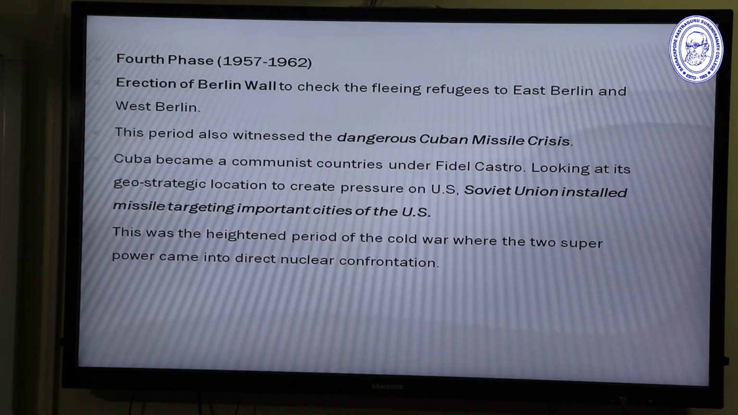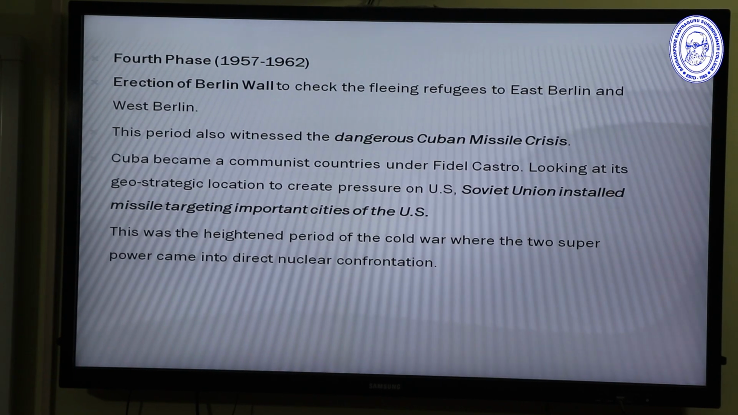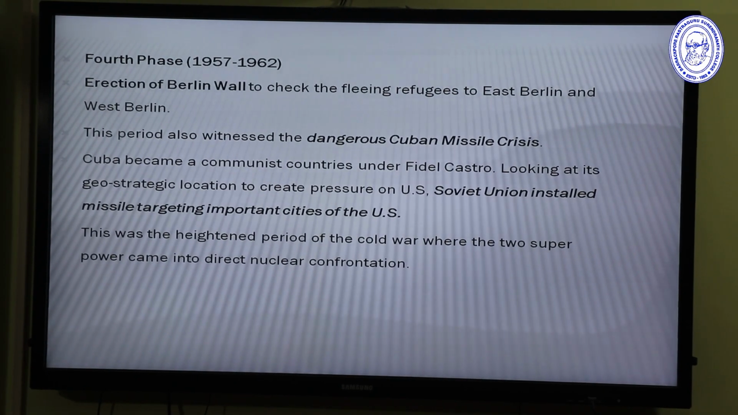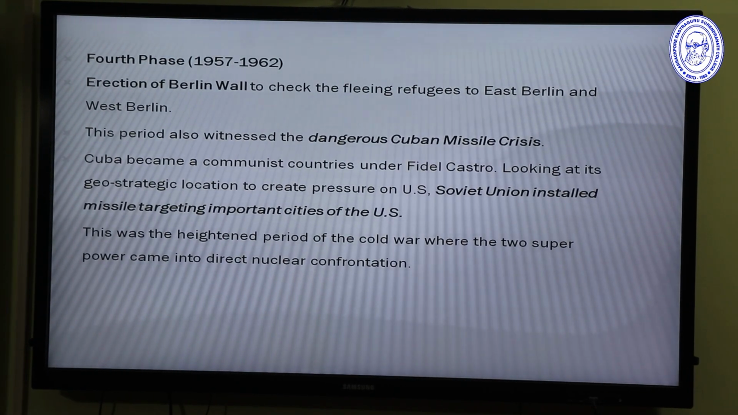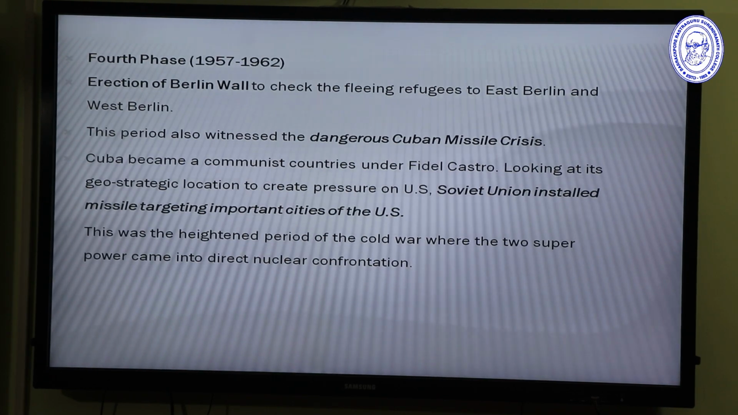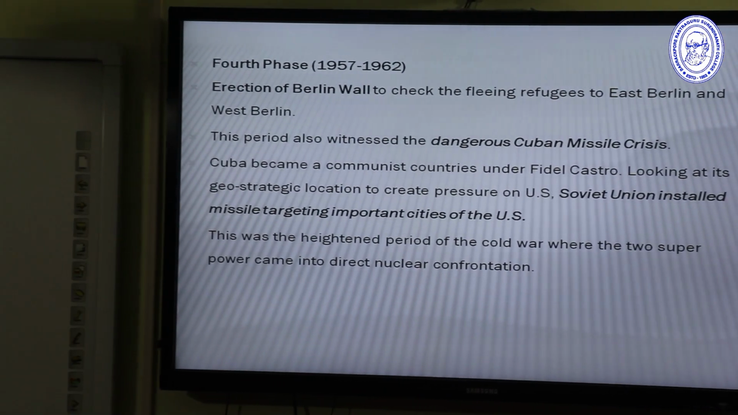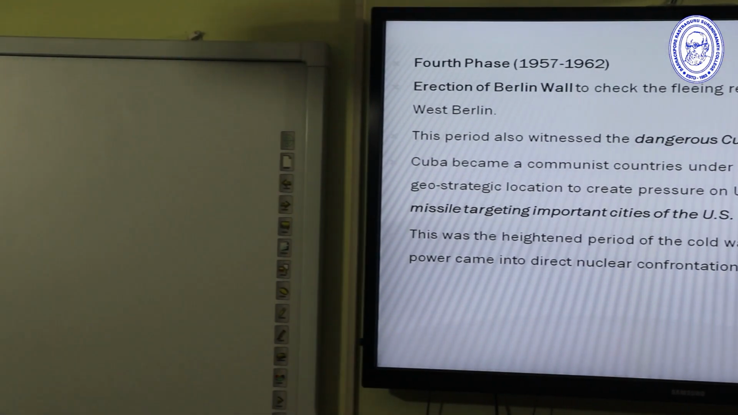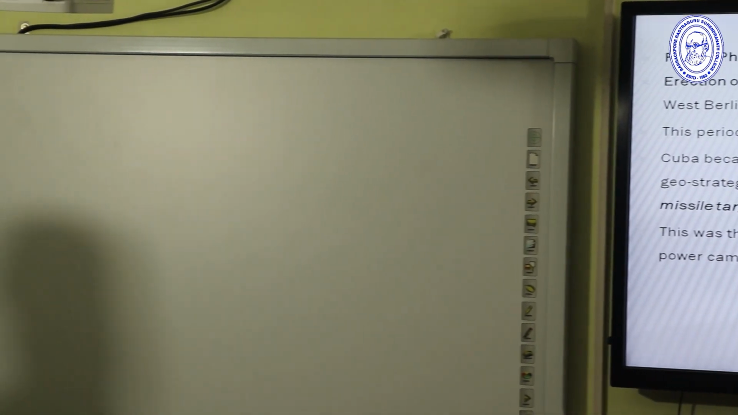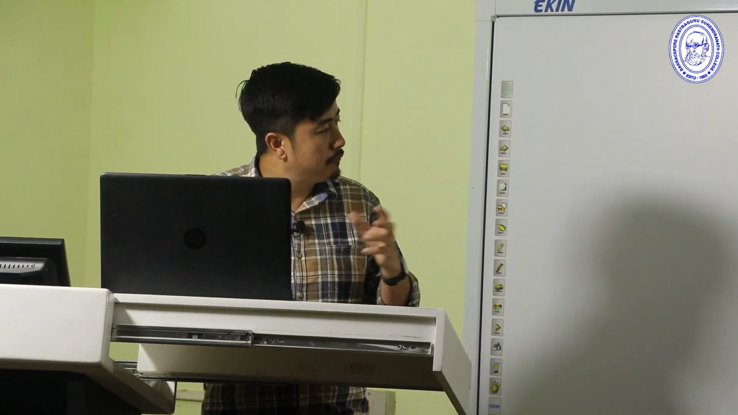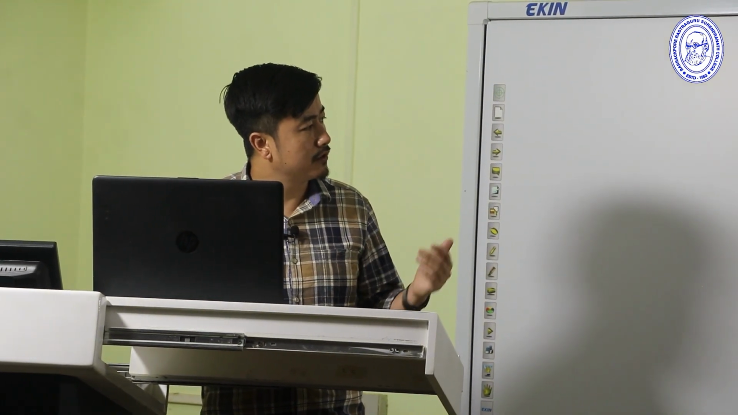If you look at the map, Cuba is very close to the United States of America. So, looking at its strategic location, what the Soviet Union did was install missiles targeting important cities of the US. The distance is just 90 to 91 kilometers away. Florida is very close to Cuba. So the Soviet Union was trying to put pressure on the United States by installing missiles there.